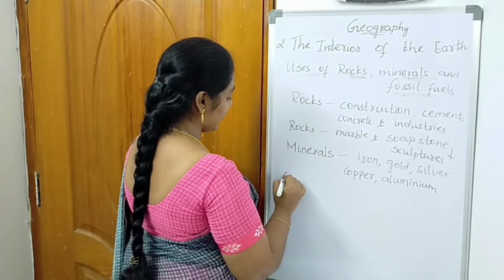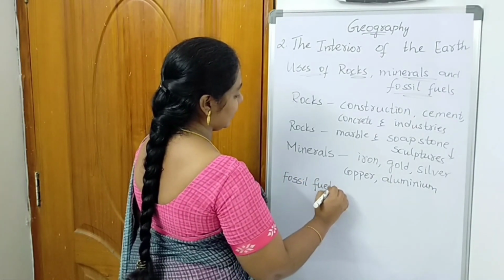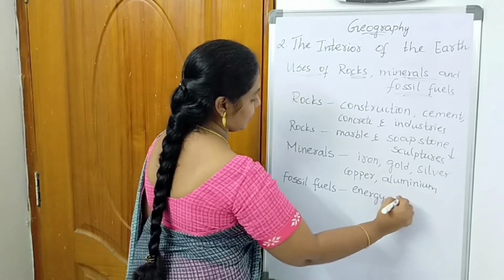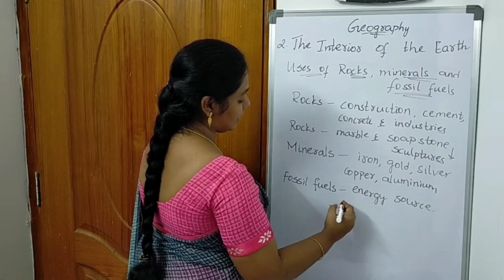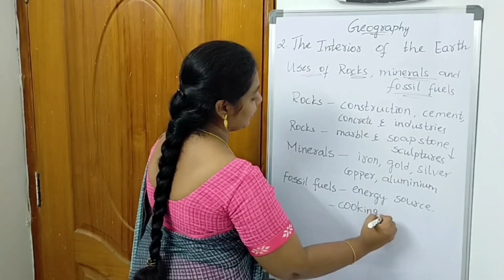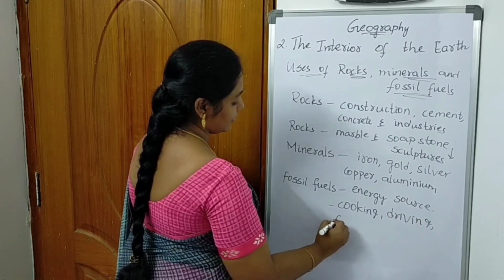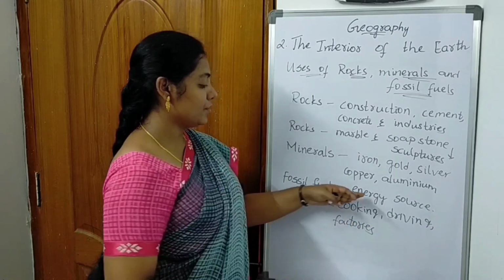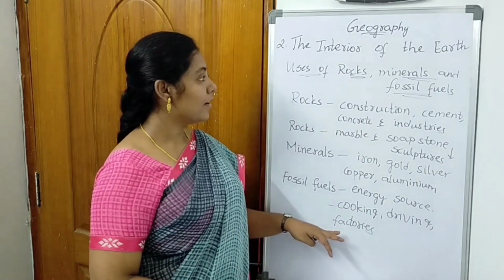And fossil fuels. As I told earlier, these are the energy sources. And these are also used in cooking, driving, and in factories. These fossil fuels are the energy sources used in cooking, driving, and these are also used in factories.